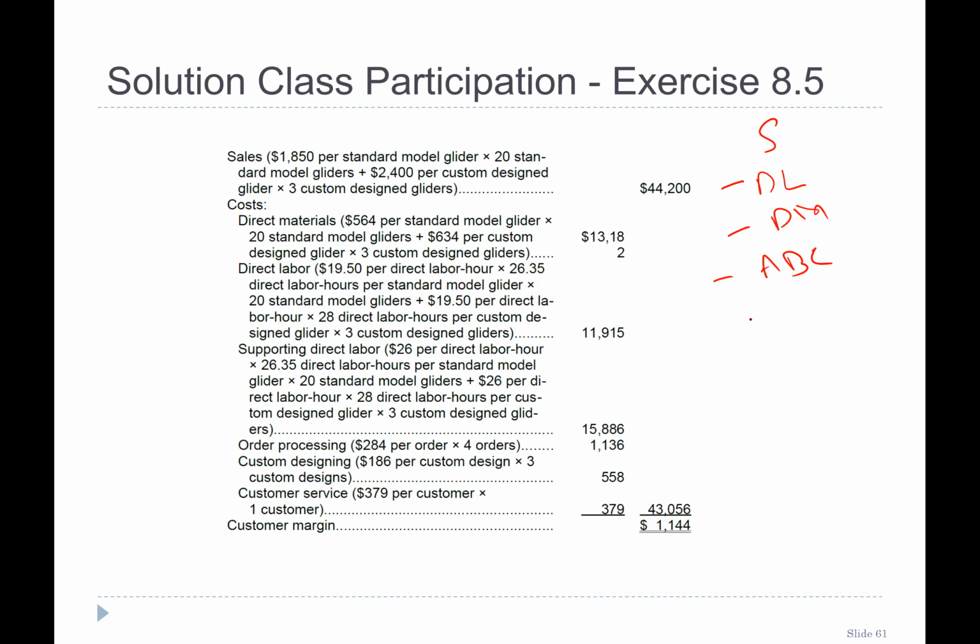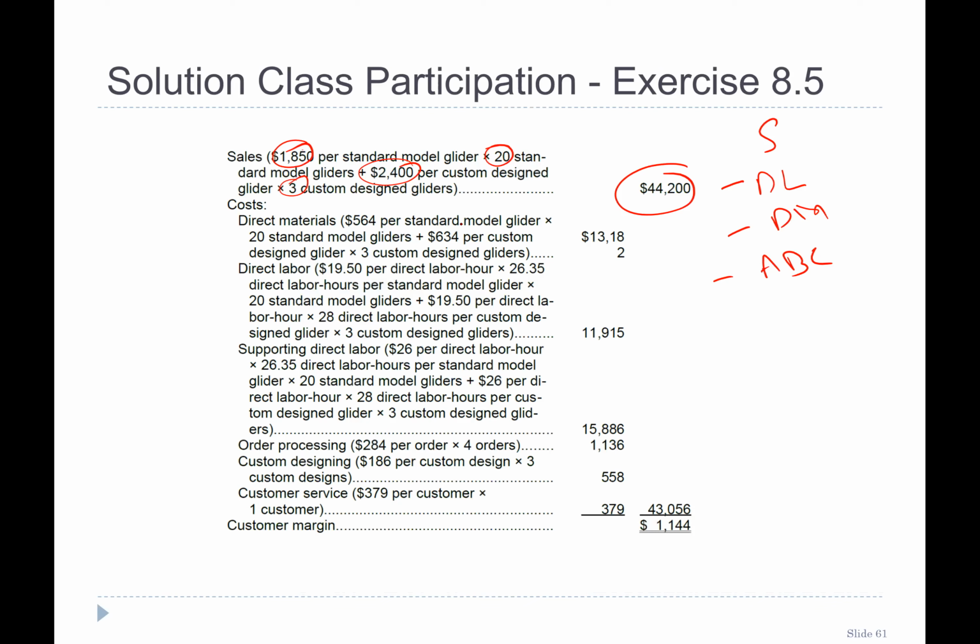So sales: the standard model per unit price is 1850 times 20, plus 2400 for the custom design glider, and 3 gliders are going to be sold. So total is 44,200. Please check that your sales answer is correct.